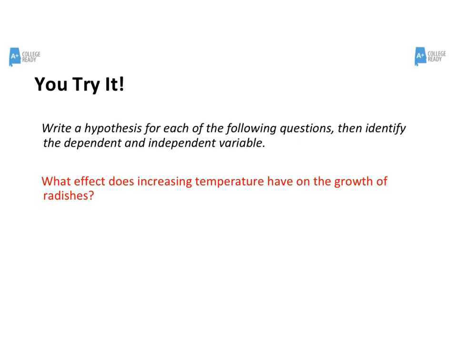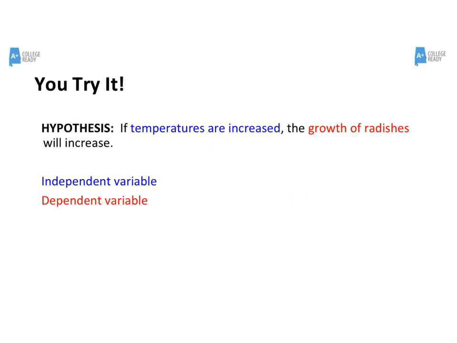So you try it. Write a hypothesis for each of the following questions, then identify the dependent and the independent variable. What effect does increase in temperature have on the growth of radishes? One hypothesis might be, if temperatures are increased, the growth of radishes will increase. Here's the independent variable. This is the dependent variable. The dependent variable depends upon the change in the independent variable.